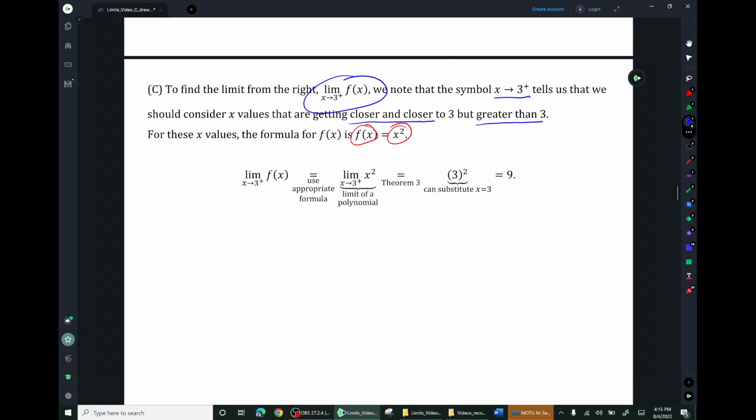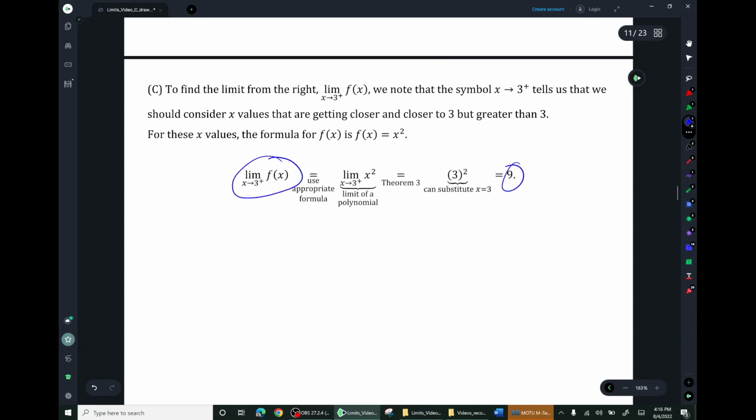We start by writing down the expression that we're supposed to find, that limit expression, and then we swap out the f of x and replace it with the appropriate formula, so that f of x gets replaced with that formula for the function f of x. So again, the limit expression stays out front. We haven't done the limit yet. We've just swapped in the appropriate formula. Now we zoom out and observe that we are finding the limit of a polynomial. Theorem 3 tells us that we can do that by just simply substituting in x equals 3. And the result is that this limit equals the number 9.